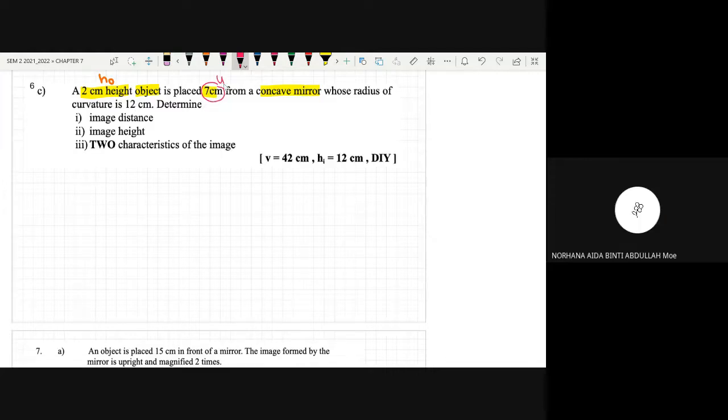Object distance. Very good. Sebab dia cakap object kan? So whose radius is 12 cm lah. So radius of curvature awak adalah 12 cm. Okay Hana, macam mana kita nak cari image distance?